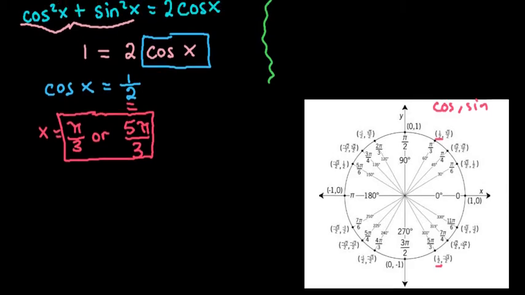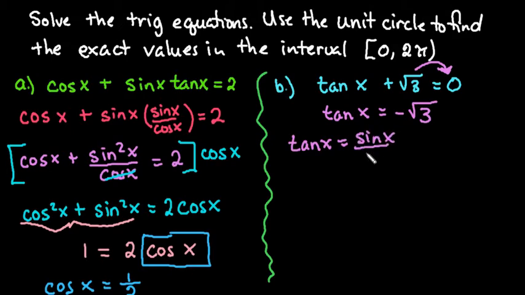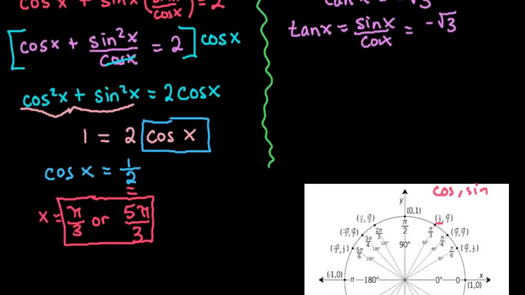All right, so now let's do the second one that we have here. So I have tangent x plus square root 3 equals 0. So this one's a lot easier to solve because all we have to do is rewrite this in terms of solving for tangent x. So I would move the square root 3 to the opposite side, and when I do that it becomes negative square root of 3. And remember that tangent, we just talked about this, is sine over cosine. So we want to figure out where does sine over cosine simplify down to negative square root of 3.